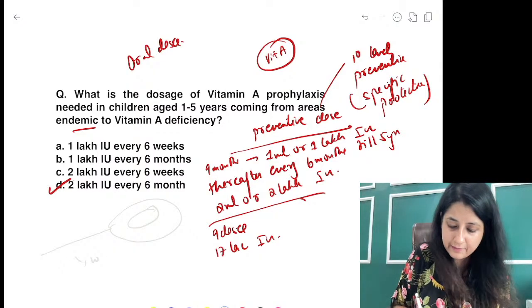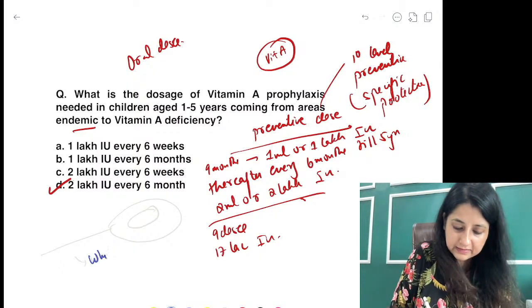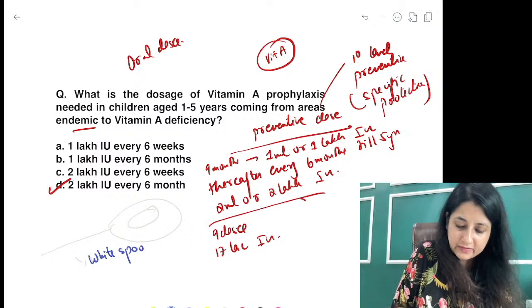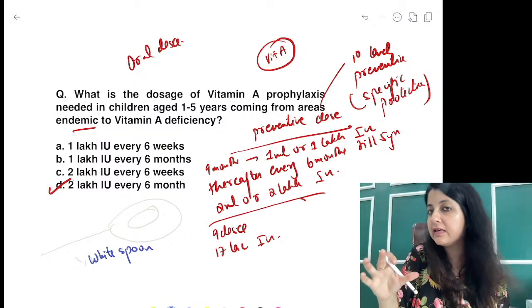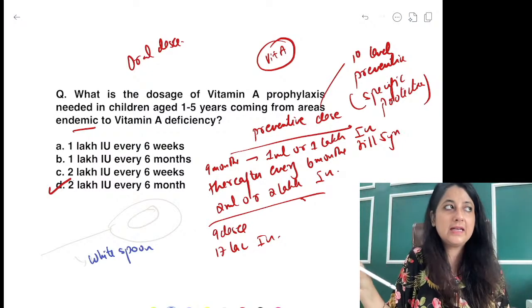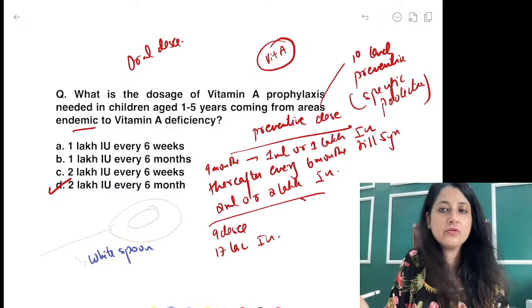Okay, so in the exams, आपको स्पॉटर में आ सकता है वाइट स्पून. ये जो वाइट स्पून जो विटामिन ए के बॉटल के साथ मिलता है, it's a 100 ml bottle guys. You don't need cold chain to store vitamin A.